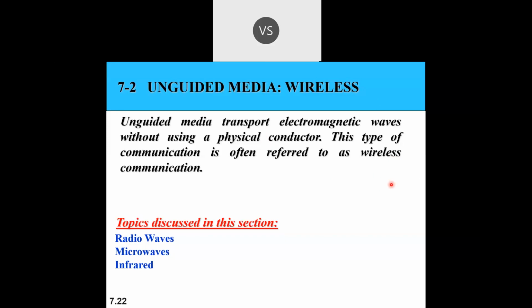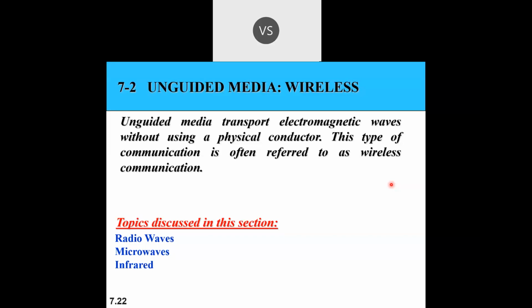So what is the unguided media? Unguided media transport electromagnetic waves without using a physical conductor. So we can say we don't require a cable for this wireless communication. This type of communication is referred to as wireless communication. There are radio waves, microwaves.